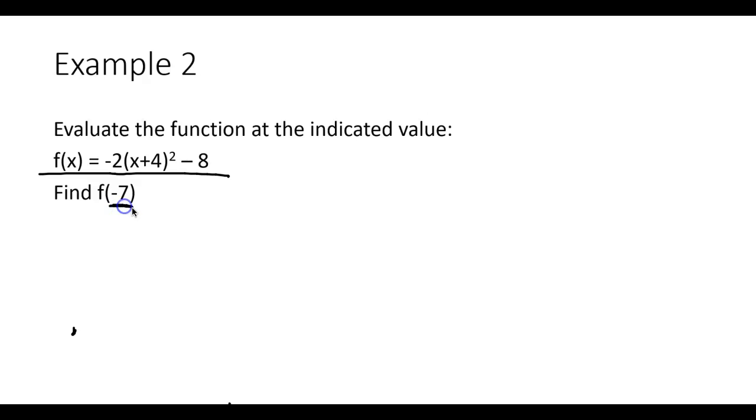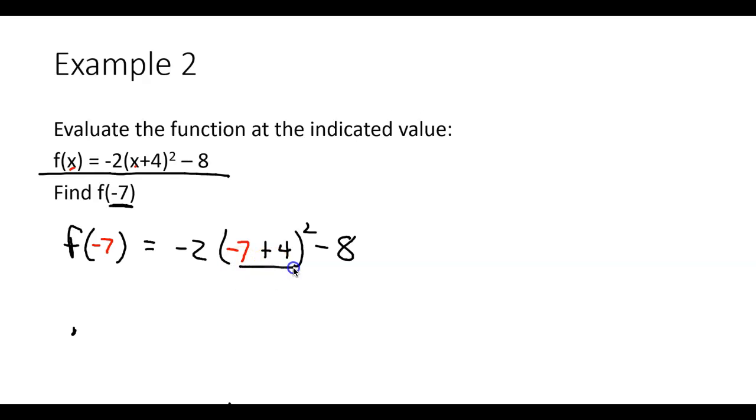So I'm going to plug -7 in for x. So here we go. Yeah, the one on the left is just for decoration. But yes, we're plugging it in for both places. So I'll use a different color to emphasize that. So I'm plugging in -7 for x here and here. All right, now you got to remember your order of operations. What comes first when you're simplifying? Parentheses. So what is -7 plus 4?